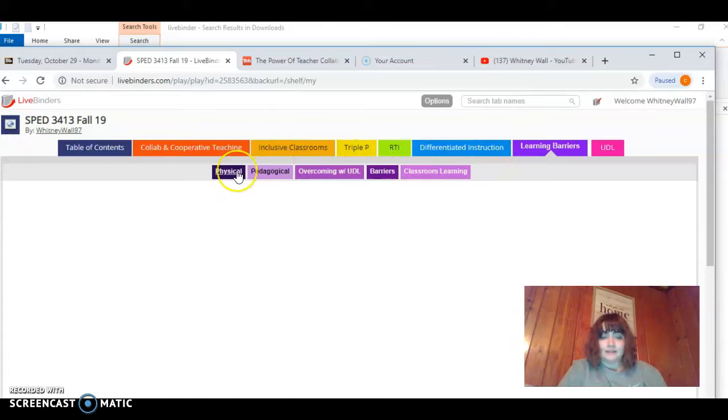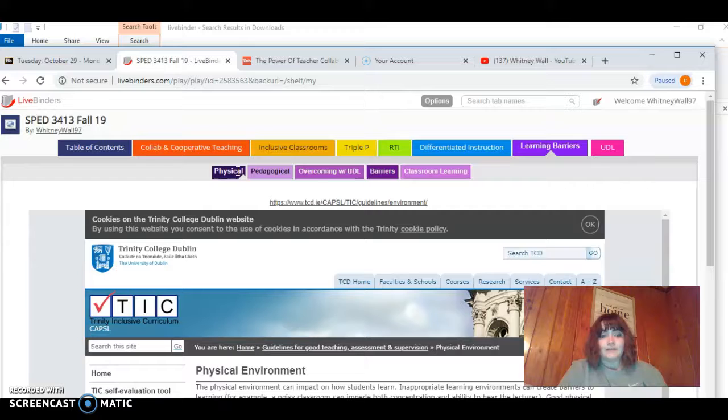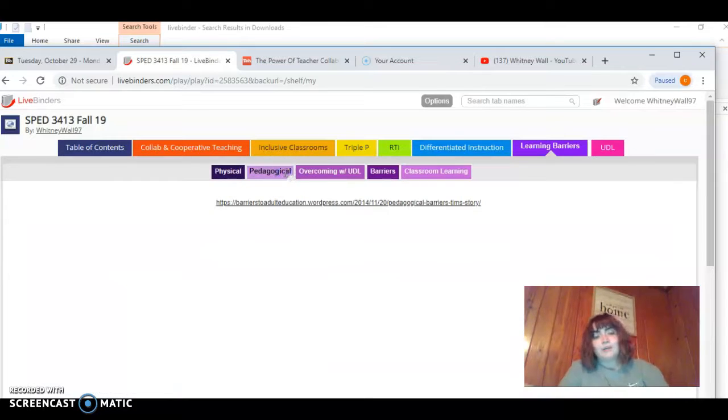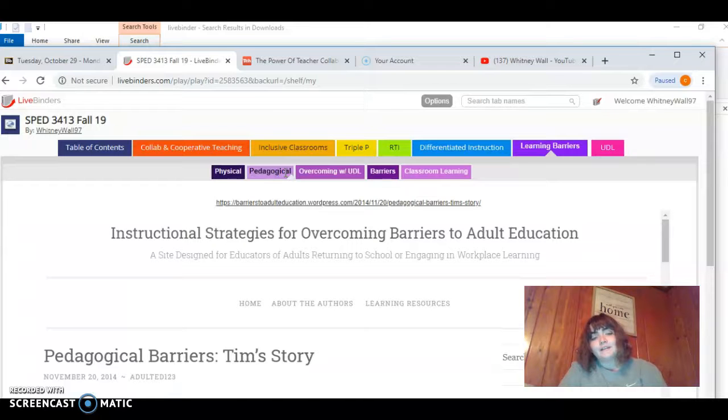The next tab is learning barriers. So, physical barriers, things students encounter physically in the classroom. Then you have pedagogical barriers, which this is the link to the thing about Tim's story. But this just has to do with how you're teaching the information to your students.